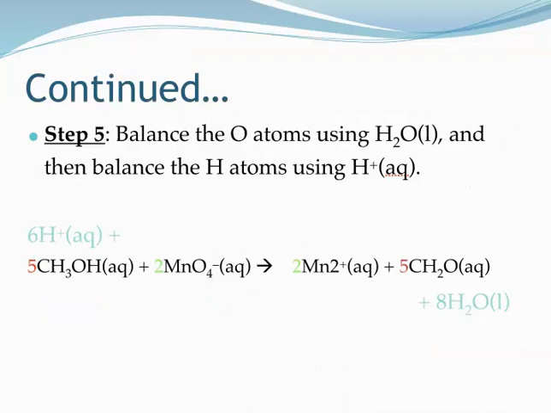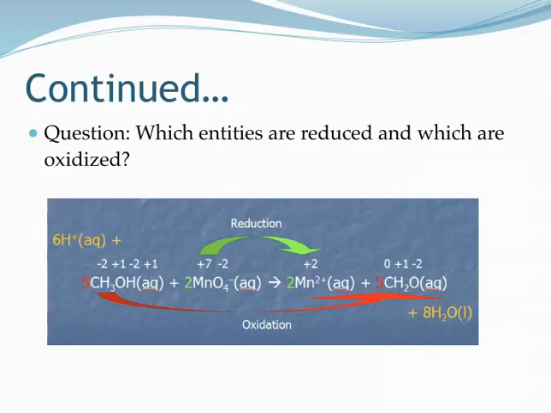In acidic conditions, we are going to add water molecules to balance the oxygen atoms and hydrogen ions to balance the hydrogen atoms. Now the atoms and the charges are both accounted for in the balanced equation. Finally, our equation has been balanced. The manganese atoms in this case undergo reduction and carbon atoms undergo oxidation.